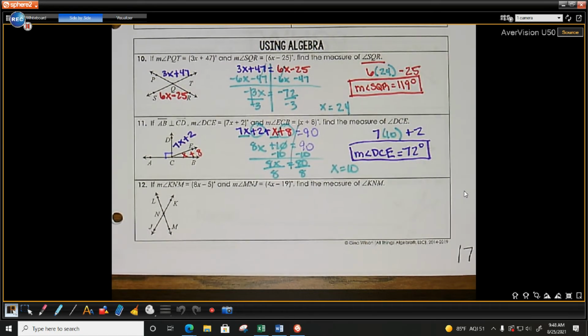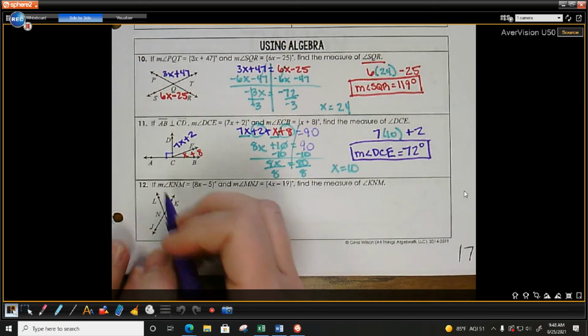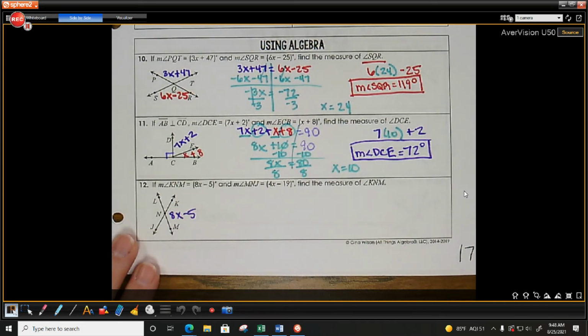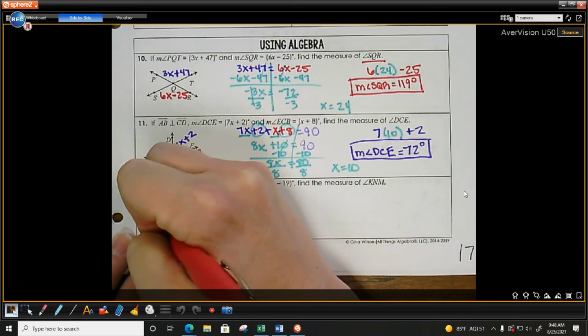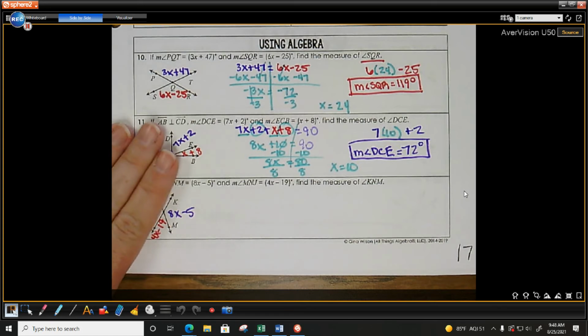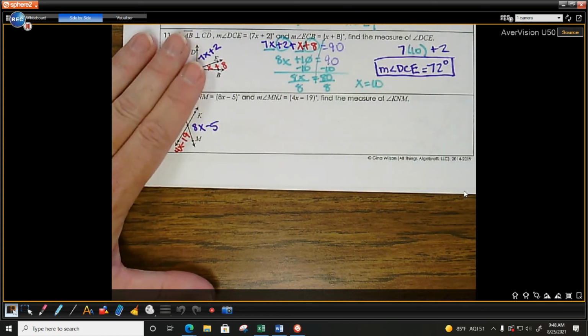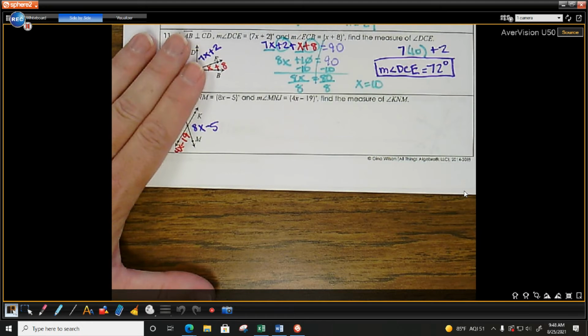Okay, let's look. Label what you are given. Angle KNM is 8x minus 5. Angle MNJ is 4x minus 19. So those two angles are called a what? They're supplementary. What's a more specific word? Linear pair. Okay, so what can I do with those two angles? Add them and set it equal to 180.